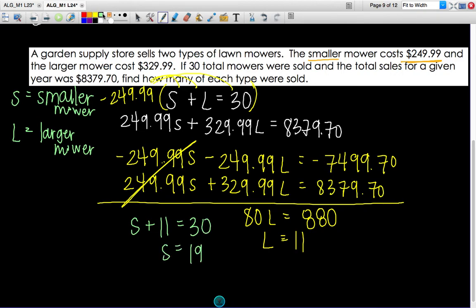So again, in words, how many of each type were sold? 11 larger mowers were sold and 19 smaller mowers were sold.